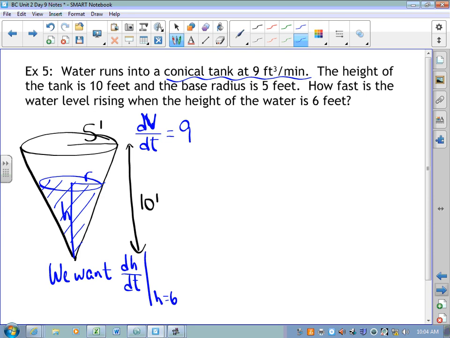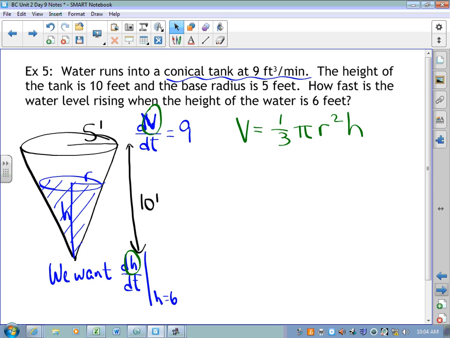So I need some equation that's going to relate what I know to what I want to know. And so I'm thinking the volume of a cone is 1/3 pi r squared h. Now here's the problem with that. I don't have anything that connects volume to radius. I kind of need radius out of there. I want to connect volume to height, not volume to radius. So here's the thought, and I'll just throw this out there.